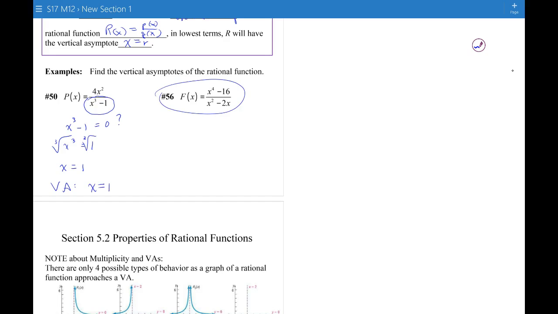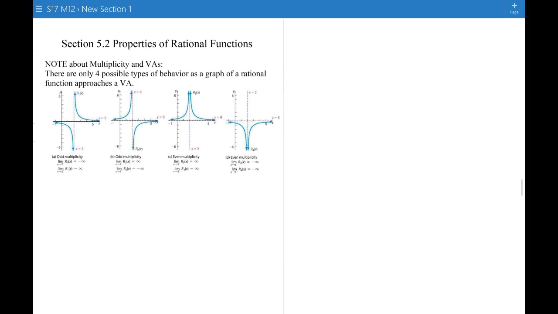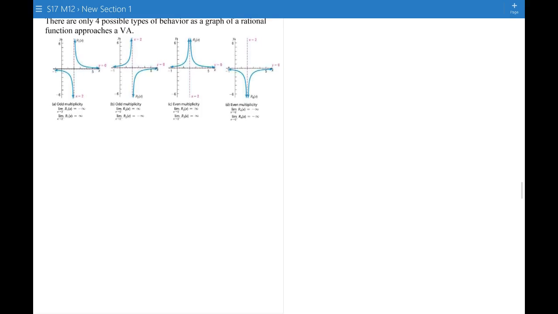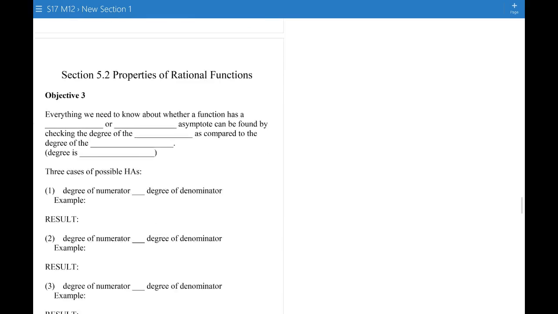This function we're going to look at a little harder because it's a little more complex. So here's a little note about multiplicity and vertical asymptotes. There's only 4 kinds of behavior, actually, so study these because these are the only 4 things that can happen at a vertical asymptote. So it might seem like a million different things can happen, but actually these are the only possibilities. So you need to memorize these and have them firmly in your mind.